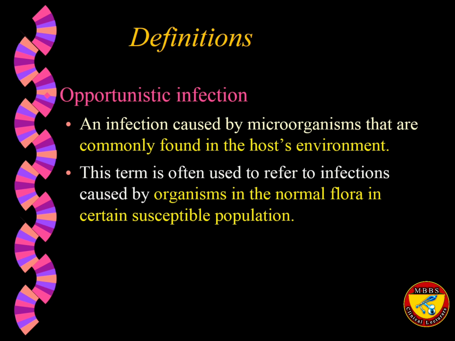And this term is often used to refer to infections which are caused by organisms in the normal flora in certain susceptible populations. For example, we all are harboring staphylococcus species on our skin, but we are not getting infected. But if somebody has got burns or some immunodeficiency, that same staphylococcus which is residing on your skin can become a cause of opportunistic infection because the person or the host becomes susceptible.